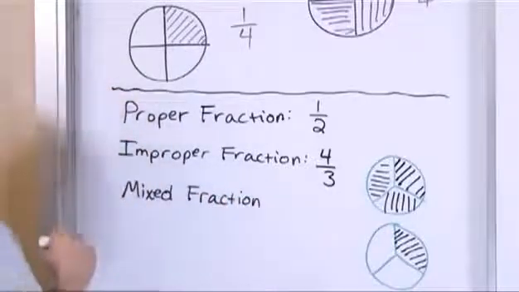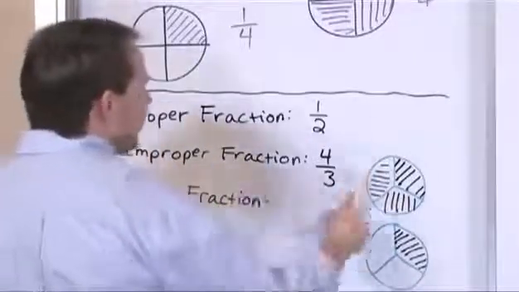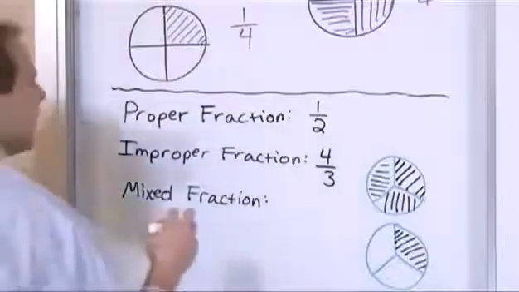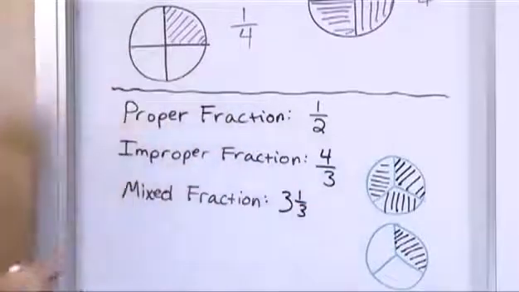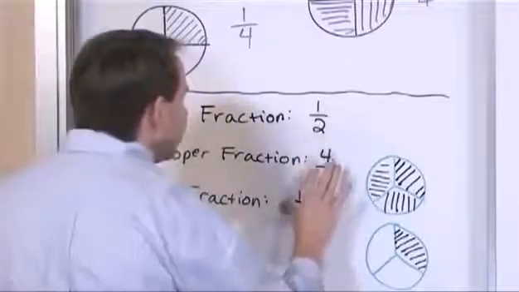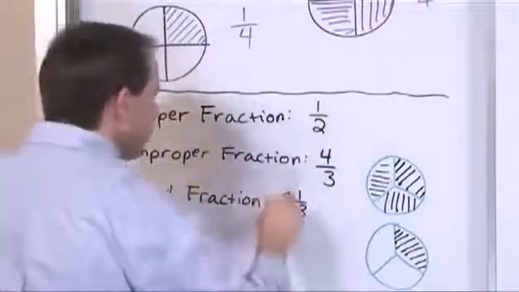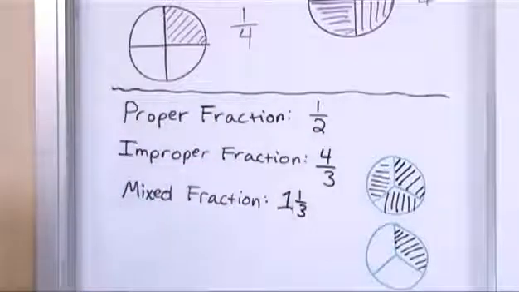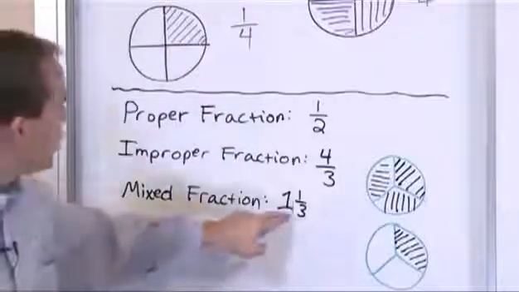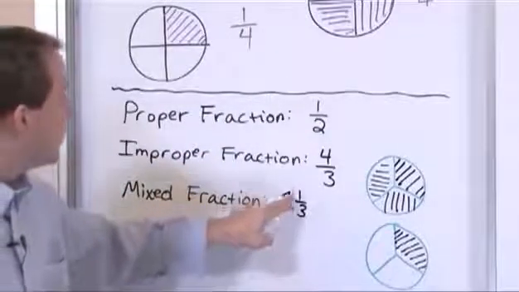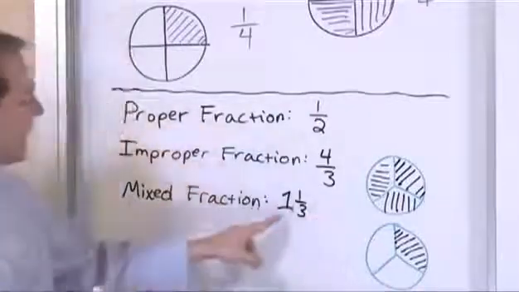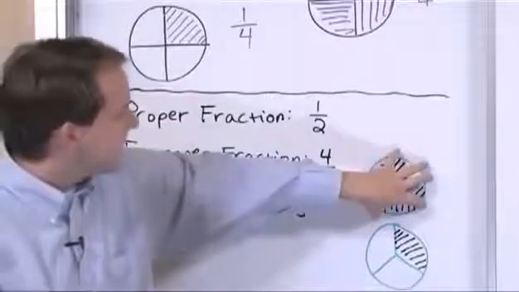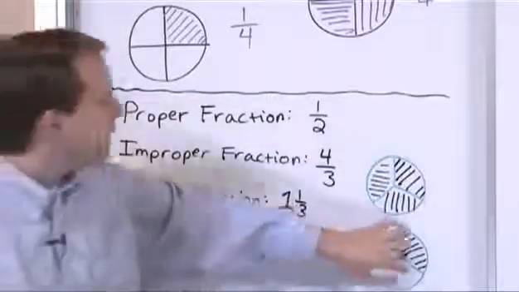If I were going to write this thing in terms of a mixed fraction, I would write it as 3 1/3. Actually, I said the wrong thing. I would write it as 1 1/3. So a mixed fraction is when you have a whole number out in front plus another little fraction sitting off to the side. So what this mixed fraction means is that I have 1 whole pizza at my desk, that's this pizza, plus 1/3 of another pizza.